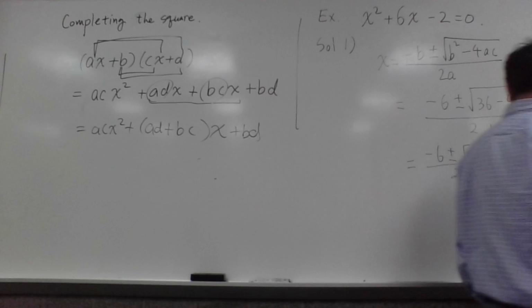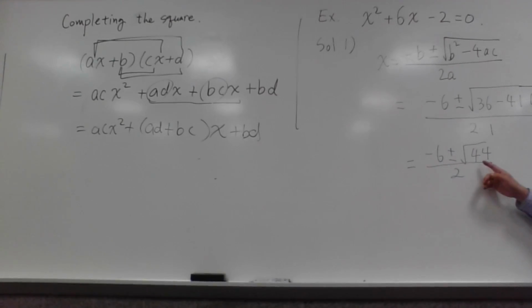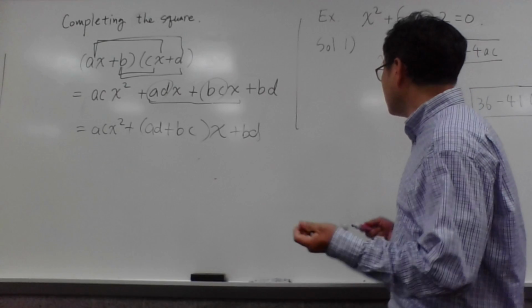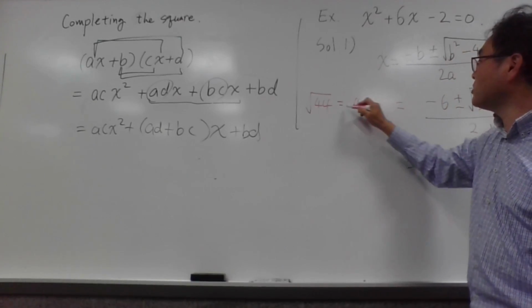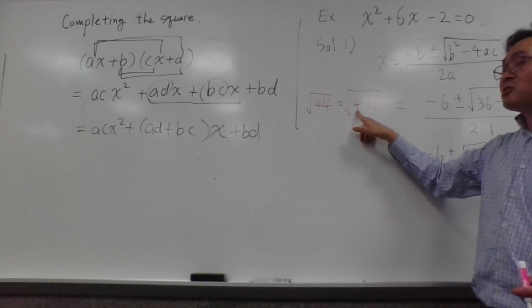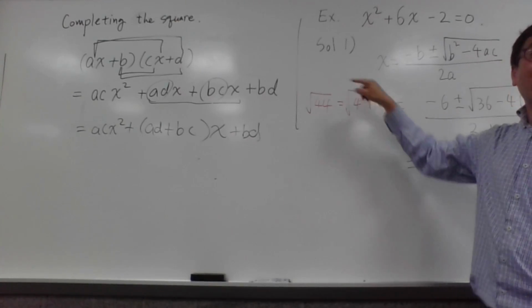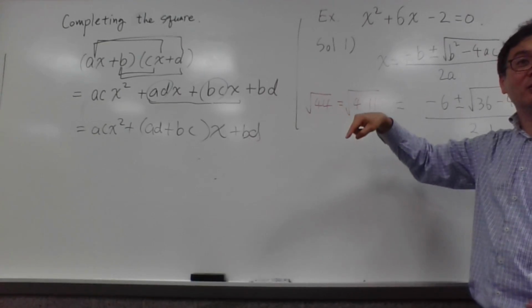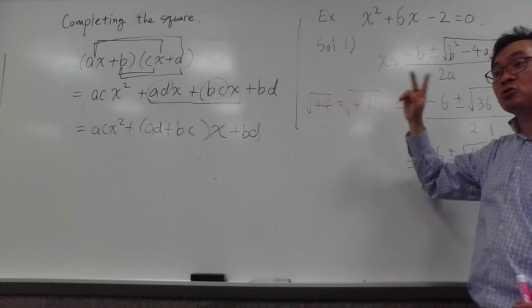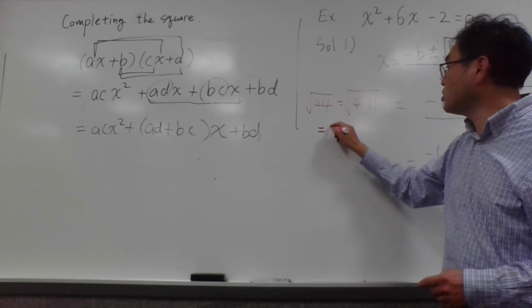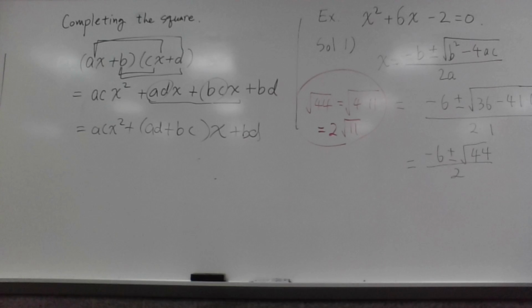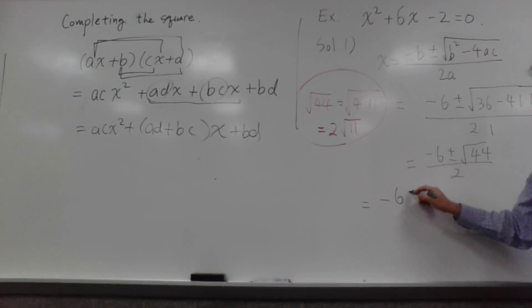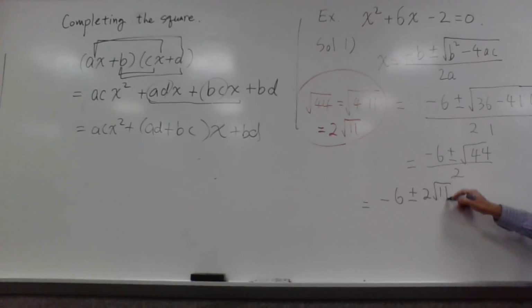So let me show you how to simplify this further. See, 44 is 4 times 11, so the square root of 44 is the square root of 4 times 11. If you have a square factor inside the square root, it can escape the square root. Since the square root of 4 is 2, it comes out as 2. So this becomes 2 times the square root of 11. Now you have negative 6 plus or minus 2 times the square root of 11, over 2.